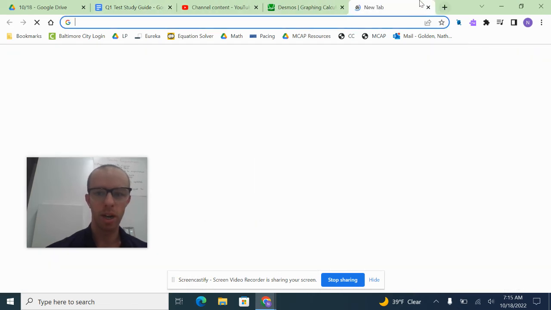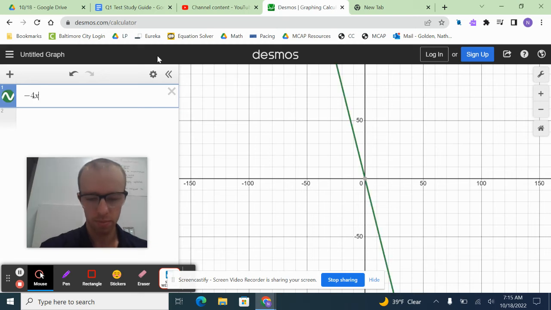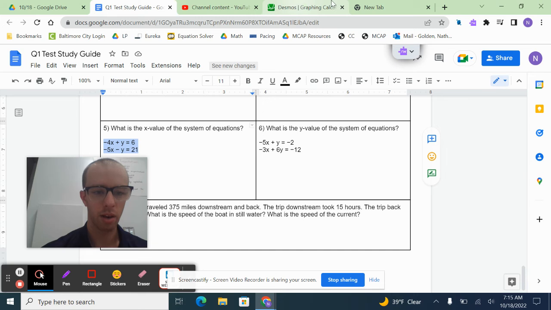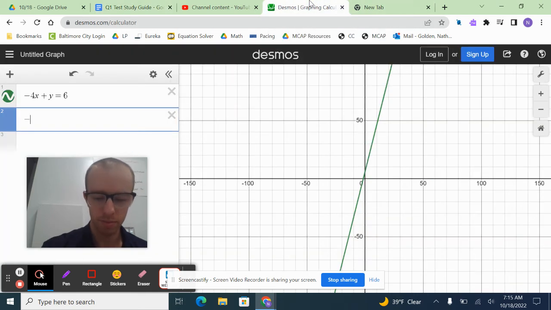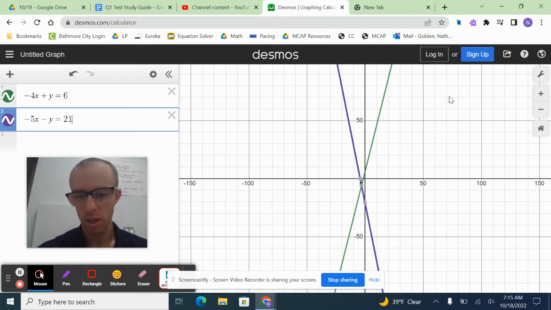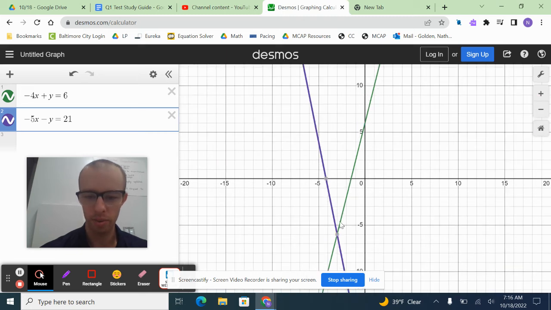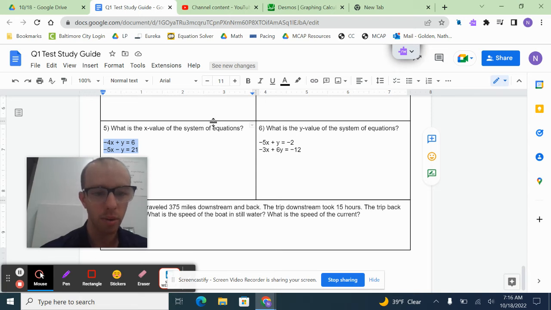Negative 4x plus y equals 6. And negative 5x minus y equals 21. I'm a little too far zoomed out here. So I'm going to click the home button, and then I'm going to slowly zoom out until I see where they cross. Looks like negative 3 comma negative 6, but I read the question.